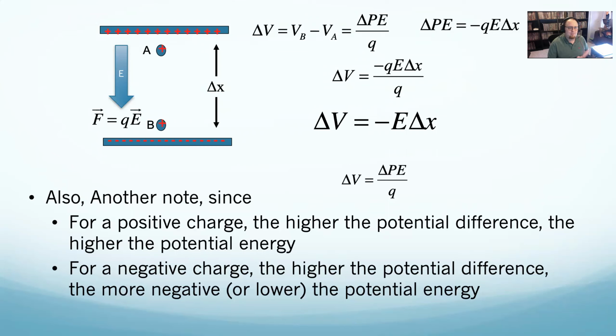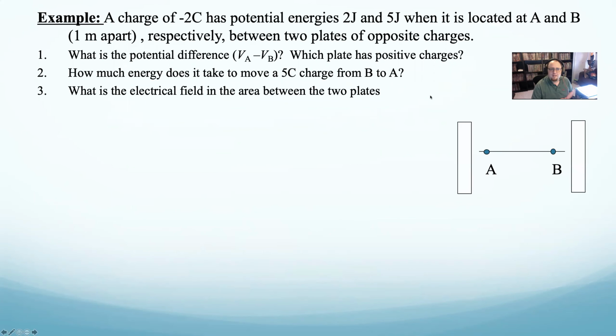All right, let's do an example problem before I get too crazy into this. Let's say we got a point charge of -2 coulombs, and it has a potential energy of 2 joules at point A and 5 joules at point B, and they are 1 meter apart. What's the potential difference? And I did A minus B here instead of B minus A. And which plate has positive charges?